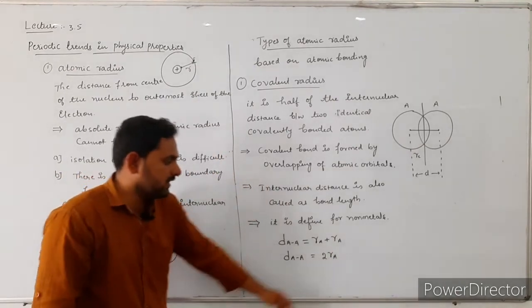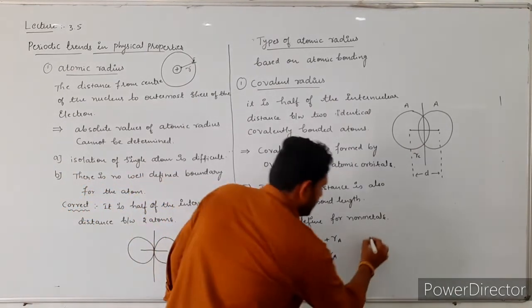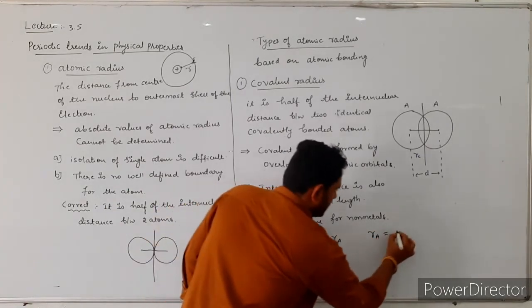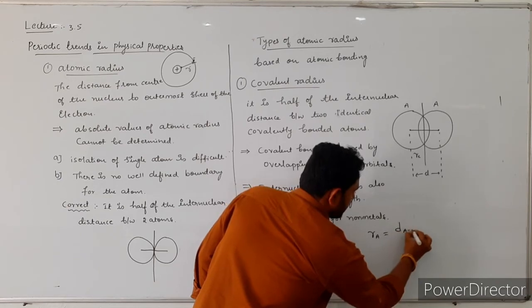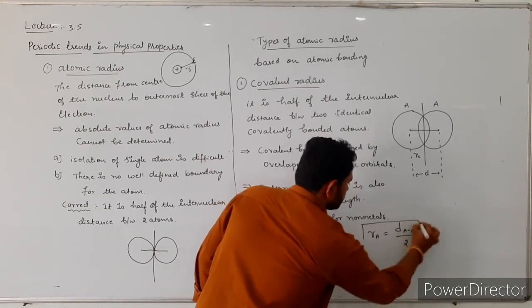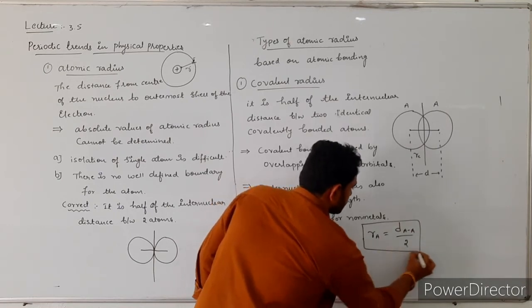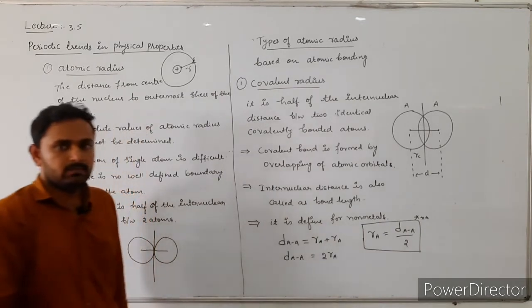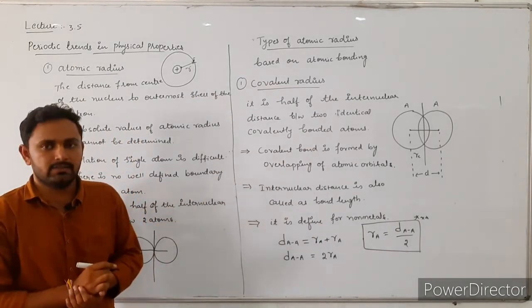Internuclear distance is equal to 2RA. To calculate the radius of A, just rearrange the formula. Radius of A is equal to the internuclear distance between two identical atoms divided by 2. Divide by 2. This is important. This is covalent radius.